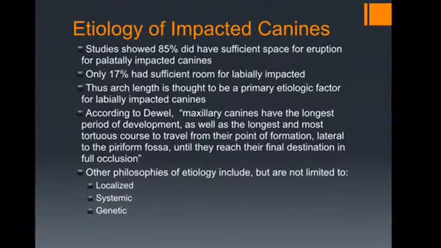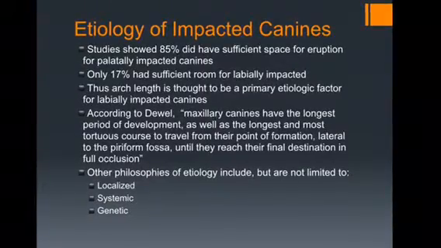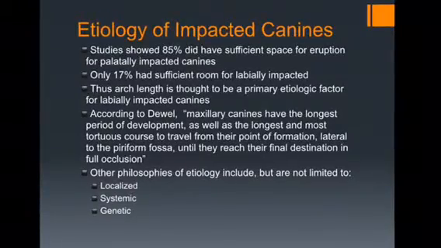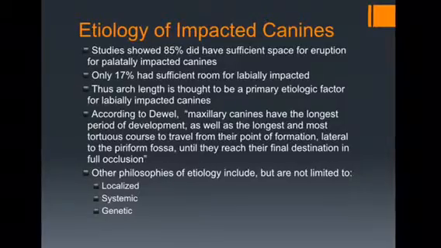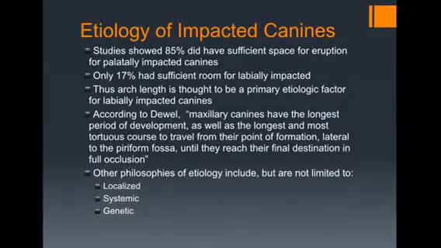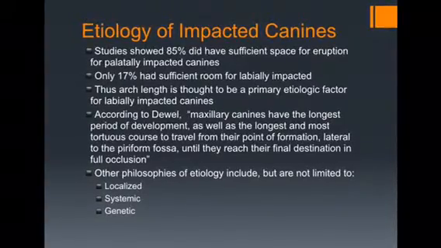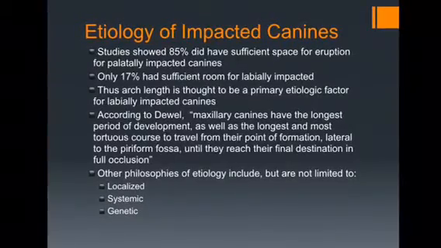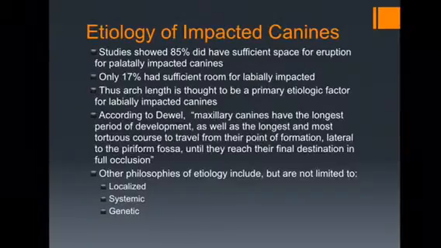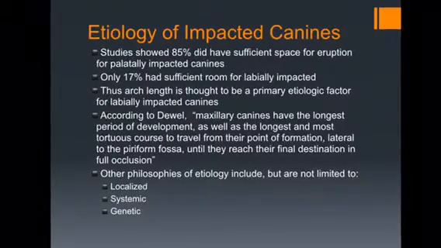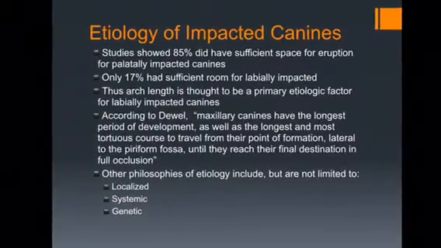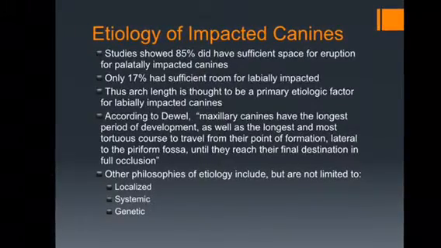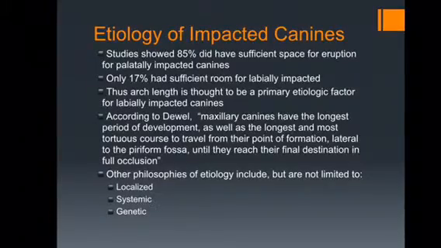And according to one of the research articles that I read with Duell, he stated that maxillary canines have the longest period of development, so that is one of the main reasons why they figure out that they do have impactions, as well as the longest and most tortuous course to travel from the point of formation and then lateral to the piriform fossa until they reach their final destination in the arch. And then other philosophies of thought include localized, systemic, and genetic etiologies.